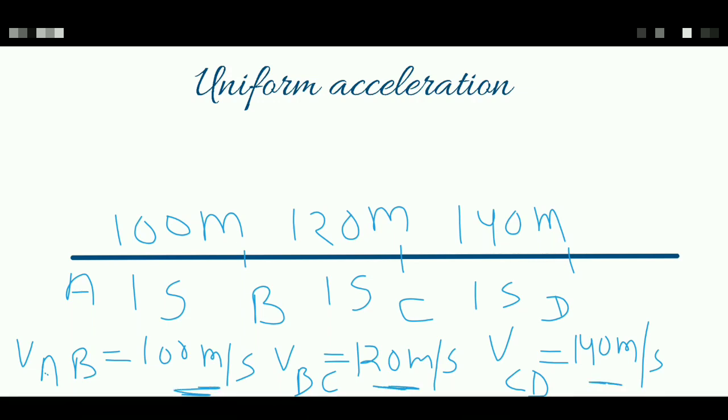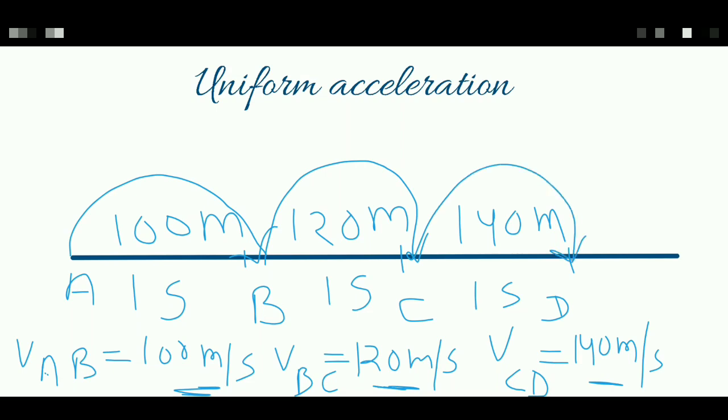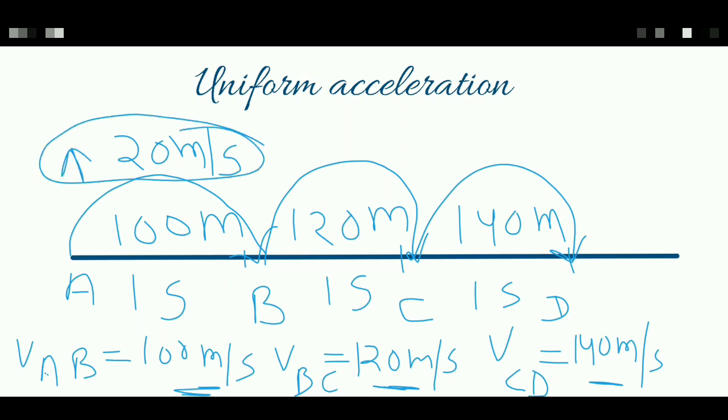Can you say velocity is increasing? Yes, it is. Initially it was 100 meter per second. After 1 second it becomes 120 meter per second. That means speed is increasing. In the next second it increases to 140 meter per second. So we can say in each cross section the velocity is increasing by how much? 20 meter per second. The increase of velocity in every second is 20 meter per second.